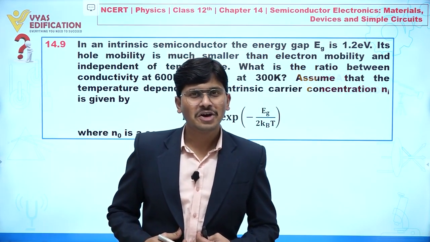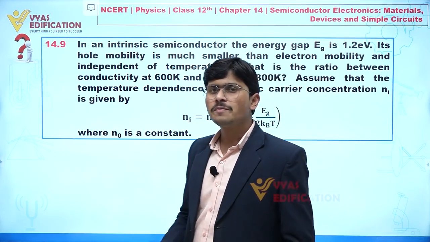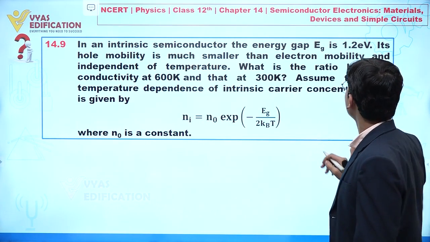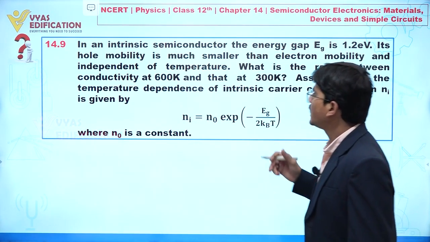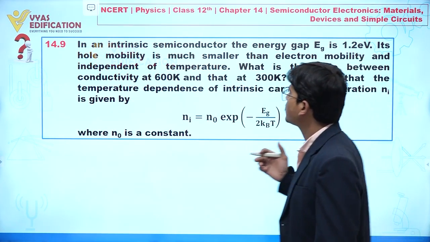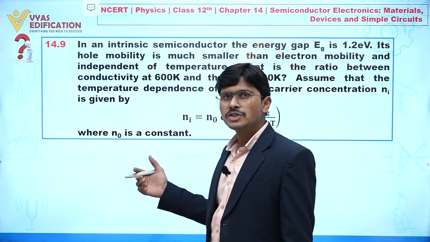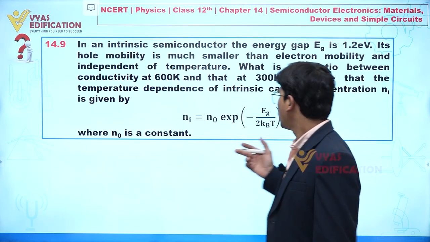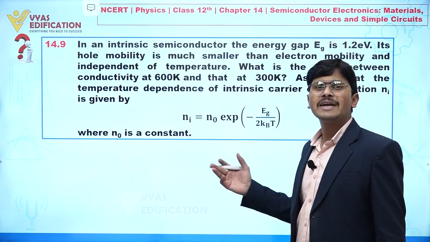So students, now we are going to discuss question number 14.9. In this question it is given that in an intrinsic semiconductor the energy gap is 1.2 electron volt. Its Hall mobility is much smaller than the electron mobility and it is independent of temperature. What is the ratio between conductivity at 600 Kelvin and that at 300 Kelvin? Assume that the temperature dependence of intrinsic carrier concentration is given by Ni equals N0 exponential of minus Eg divided by 2 kBT, where N0 is a constant.